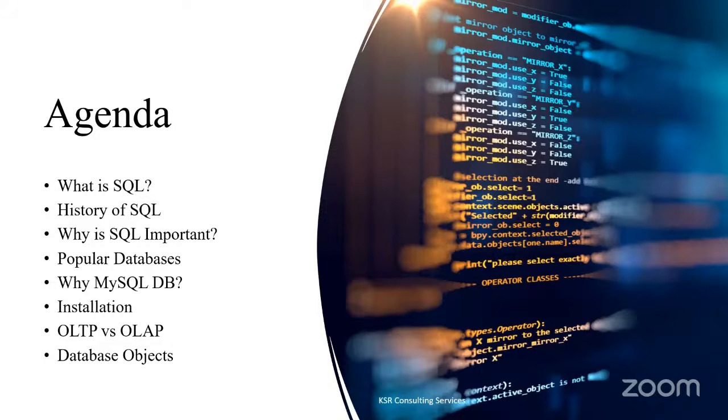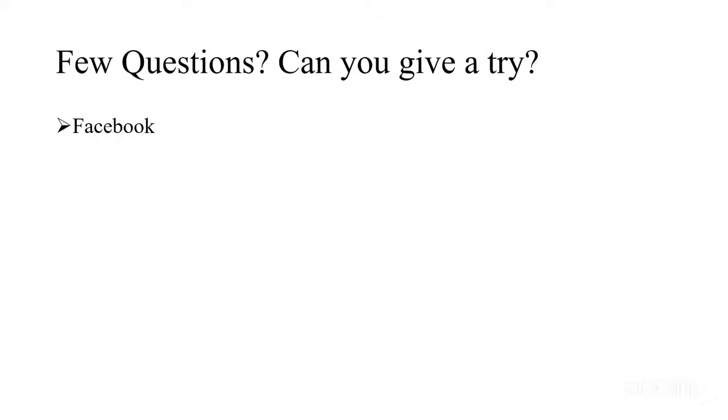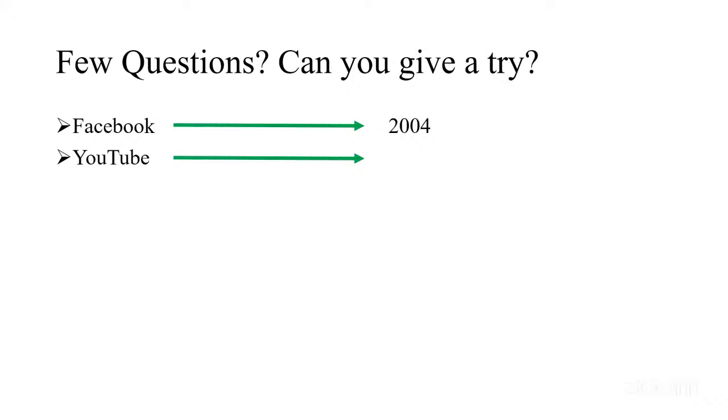Now, that being said, before getting into our main topic, I have a few questions for you. Do you know when Facebook was invented? Which year was Facebook invented? Around 2015? Okay. 2005, 2006, like that, I guess. Okay. Good. So Facebook was invented in 2004. What about YouTube? Around the same time. Okay, 2005.